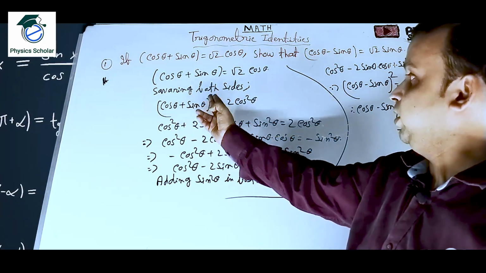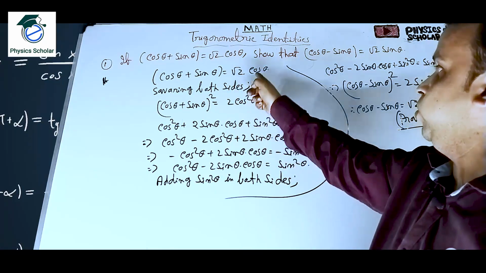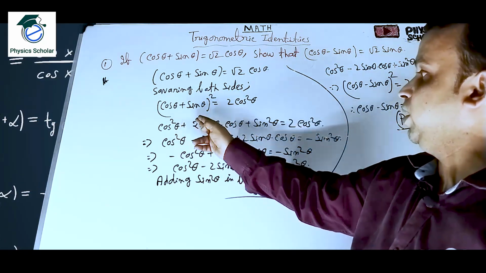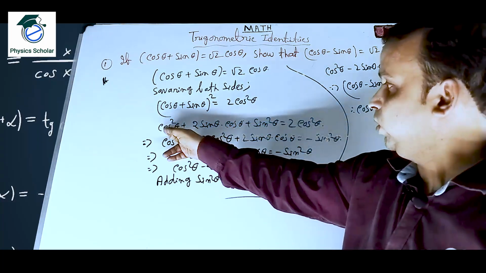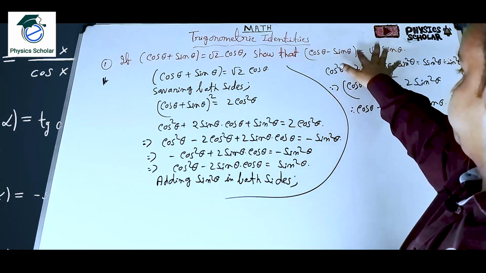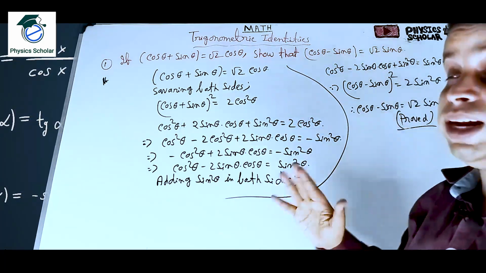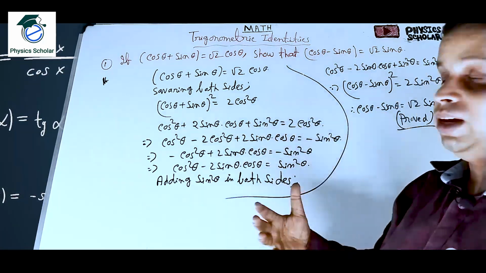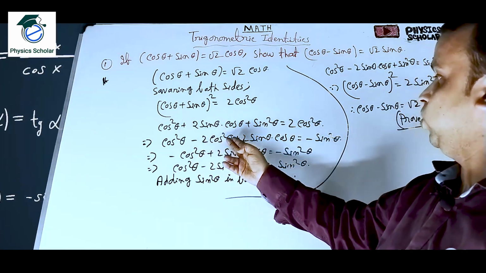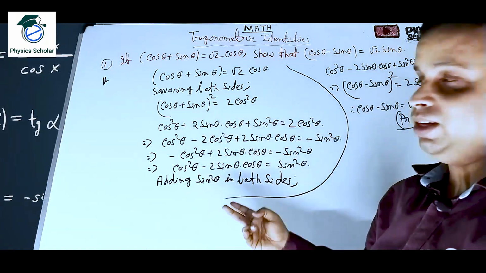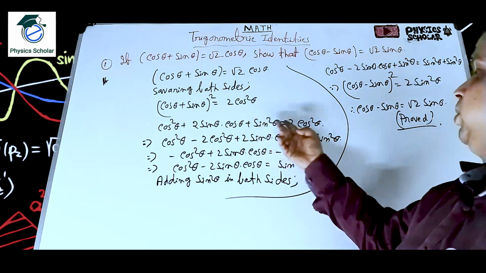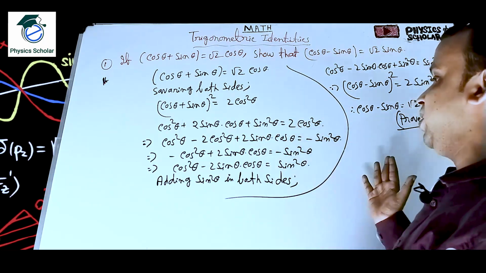Cos theta plus sin theta whole square is equal to root 2 squared, means 2 cos square theta. What is the formula? a square plus 2ab plus b square. We could also write cos square theta plus sin square theta is equal to 1, but here, as per the proof, we don't have to write that. Otherwise you cannot do the sum. So 2 cos square theta. Now cos square theta minus 2 cos square theta, we are shifting to this side, plus 2 sin theta cos theta is equal to minus sin square theta. We are shifting this sin square theta to the right hand side.